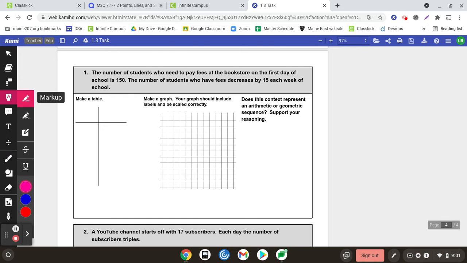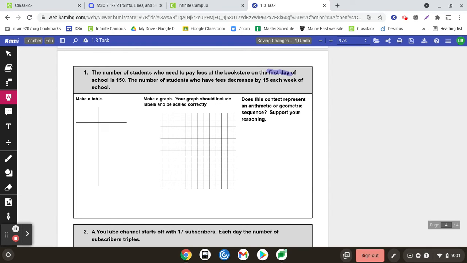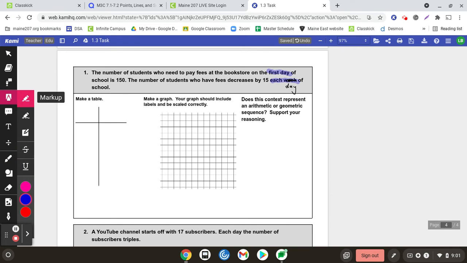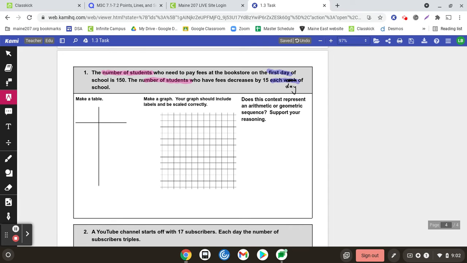So we have got, and I'm just going to start using any color, not matching the previous page, the first day, and we have got the number of students who have fees decreases by 15 each week of school. That is a mistake. That should be each day of school. So you can go ahead and correct that typo. And we know one of our units is days. And we also have the number of students. So let's use green. I like to use green. The input label is going to be days, and the output label is going to be number of students.